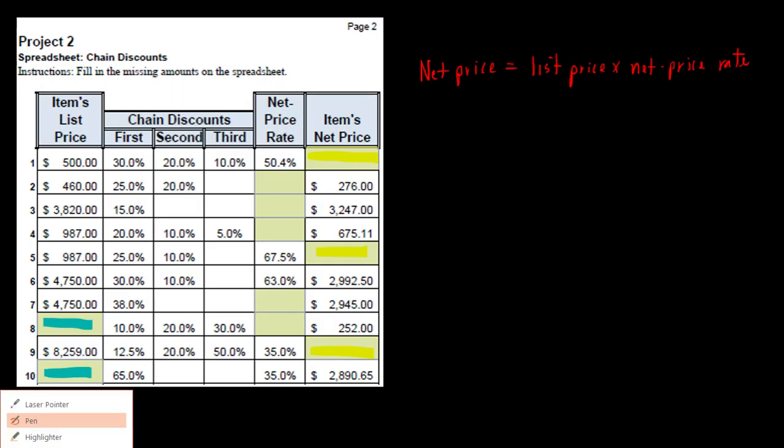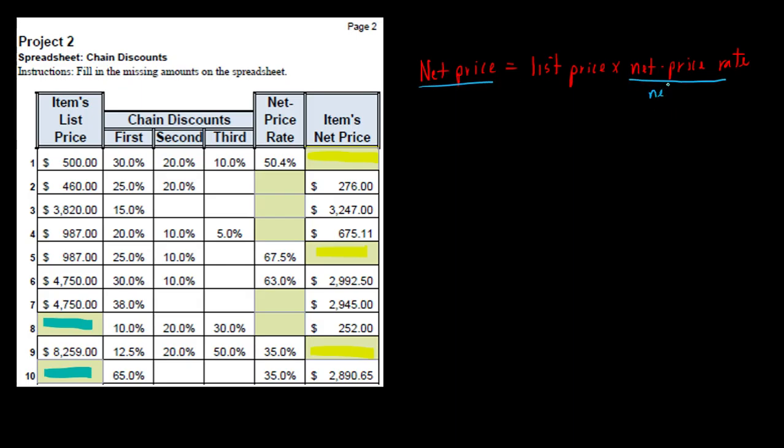So to find list price, I need to rearrange this equation and solve for list price. So I divide both sides of this equation by net price rate, and I find that list price is equal to net price divided by net price rate. So now I've got one equation that's helped me solve for the majority of this spreadsheet. All that leaves me is this net price rate column.